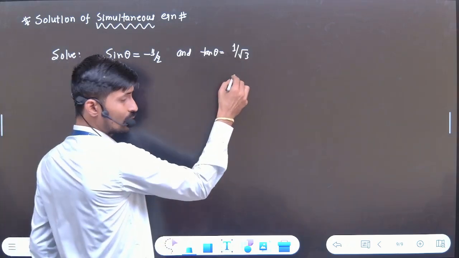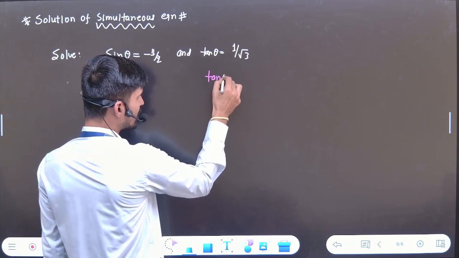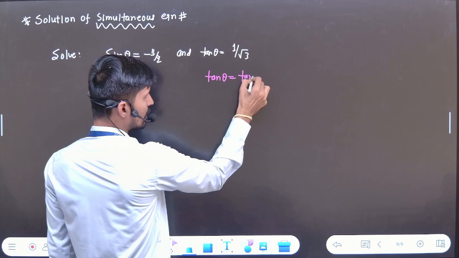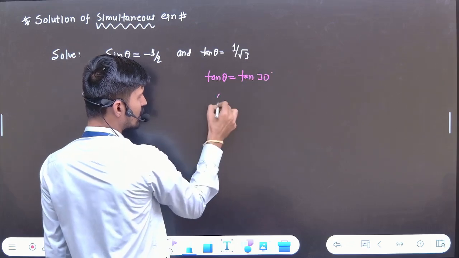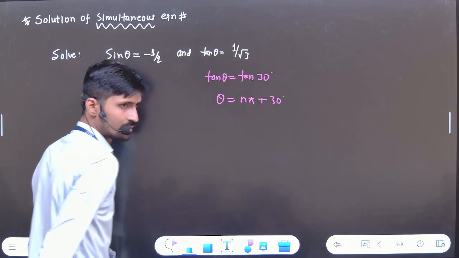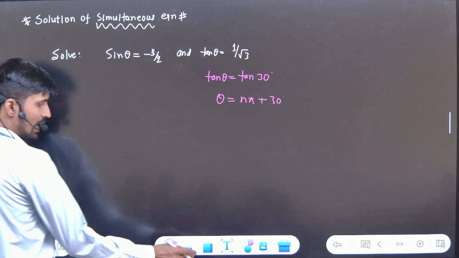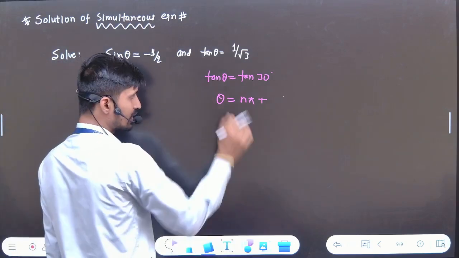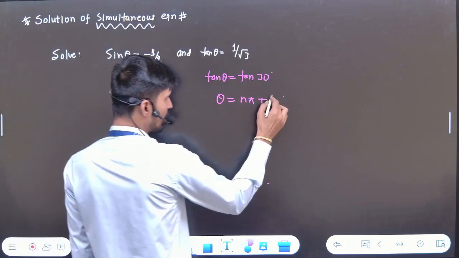Tan theta is equal to 1 by root 3. Can you tell me the angle where tan theta is 1 by root 3? 30 degrees. So what will I write for theta here? n pi plus 30 degrees. Yes or no? Very good. And don't write it as 30 degrees. Always write it in terms of pi.